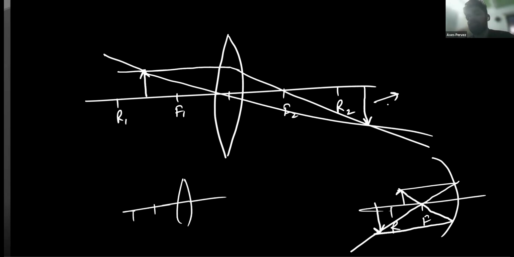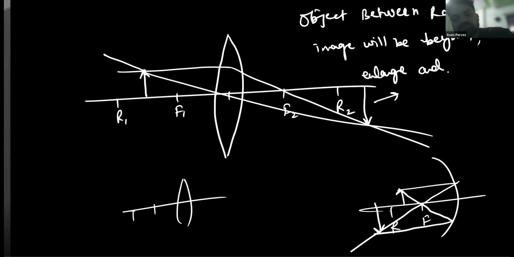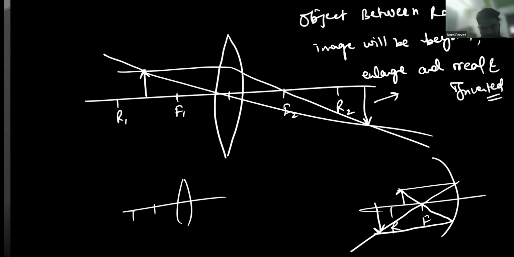Okay, got it? Object between R and F, image will be beyond R, enlarged, real and inverted. Got it? You understood?